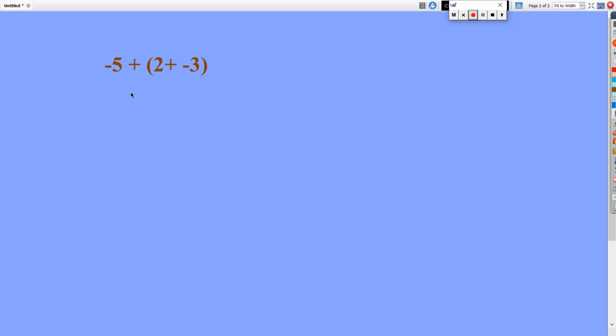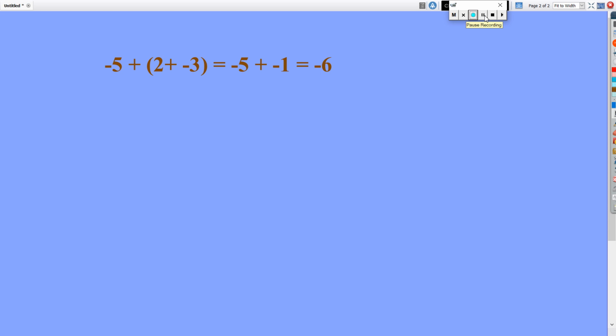Let me add negative 5 plus 2 plus negative 3. Here you can add 2 plus negative 3 first. What will be the answer? You get negative 5 plus negative 1, which is equal to negative 6.